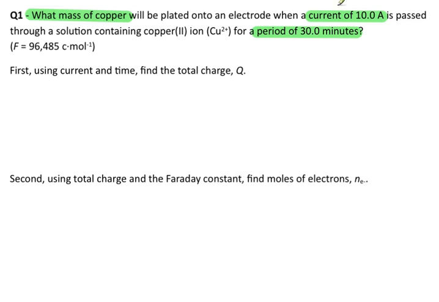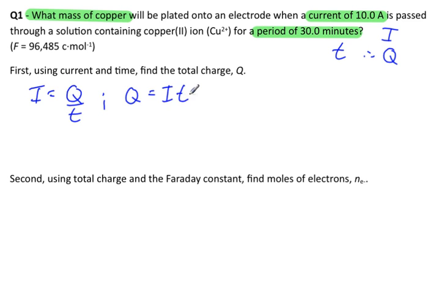So there we go. We have current I and we have time T. So therefore we're going to look for Q and go onwards. First, using current and time, we can find the total charge Q. If you remember the equation, I equals Q divided by T. So therefore Q equals current times time, and our current was 10 amperes.